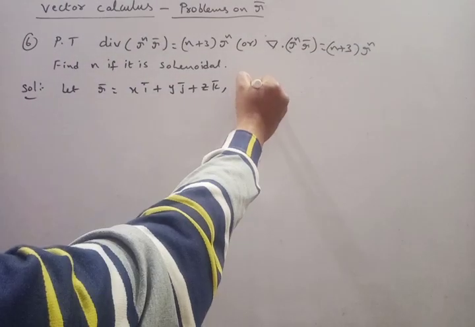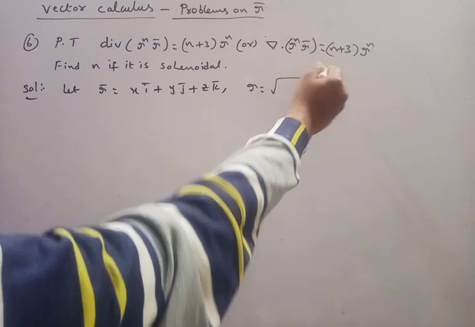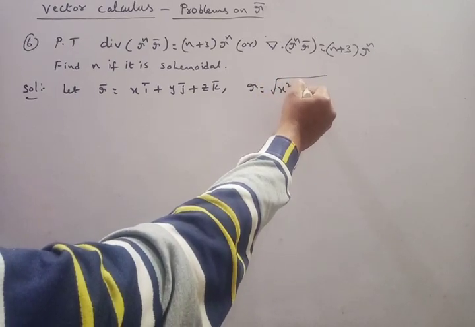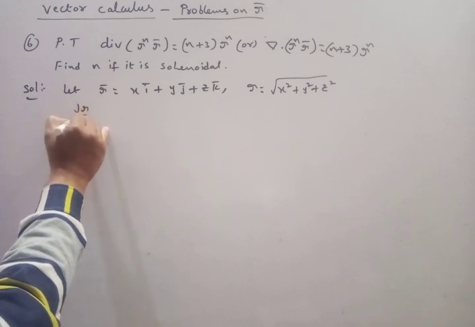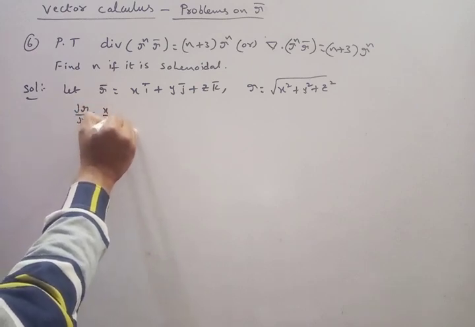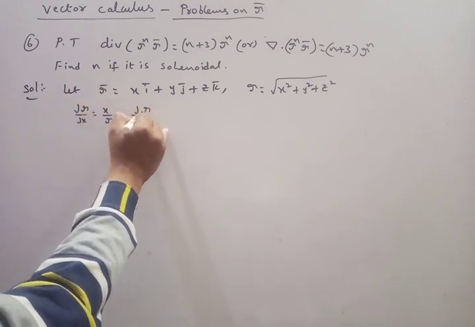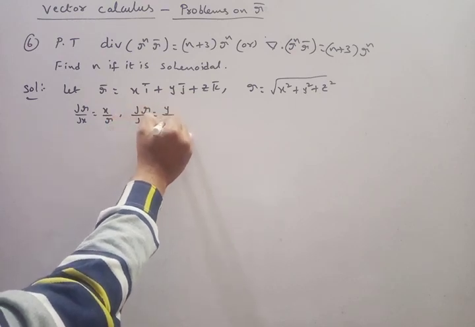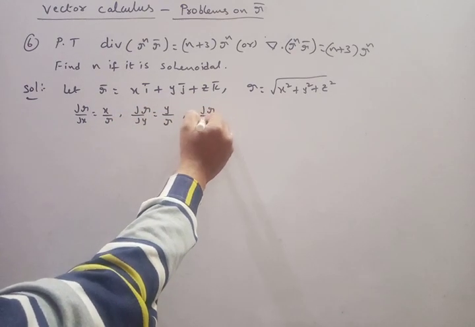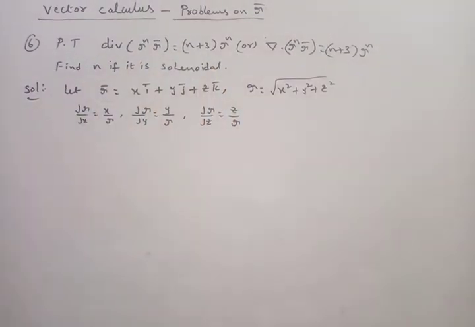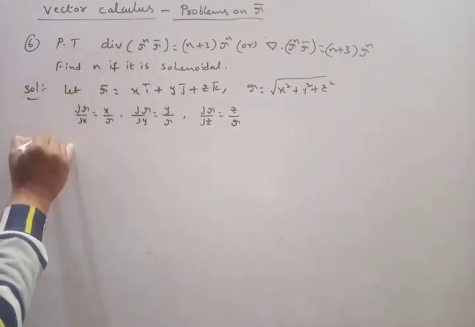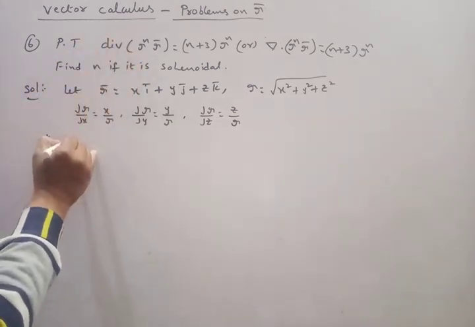Correct? Then what is r, ma? r is square root of x square plus y square plus z square. Then ∂r/∂x is x by r. So ∂r/∂y is what? y by r. Then ∂r/∂z is what? z by r. Correct? This is the data of r bar. So what we have to do now? So div of r^n r bar.